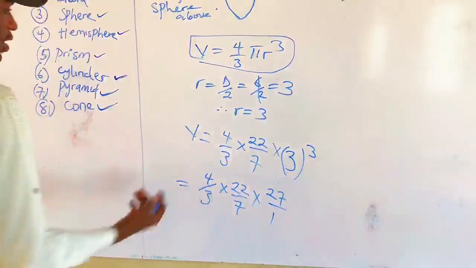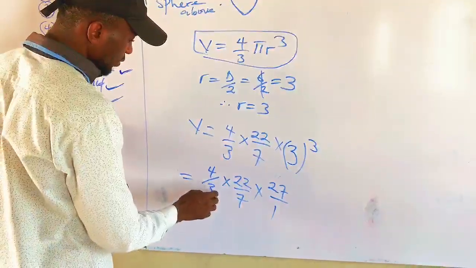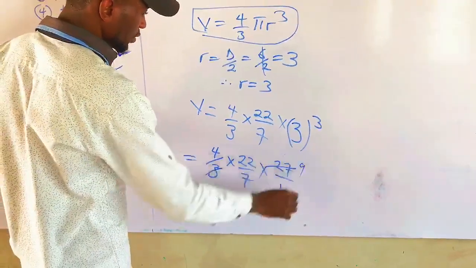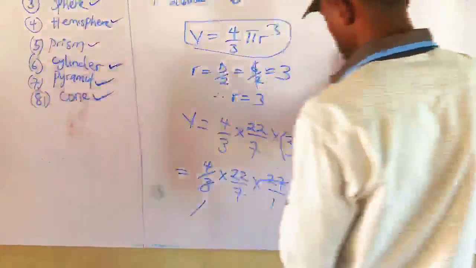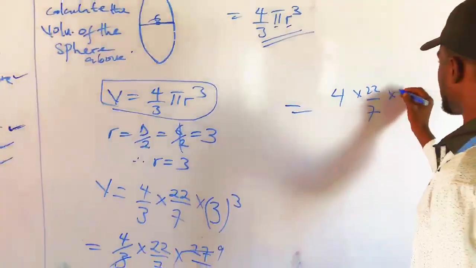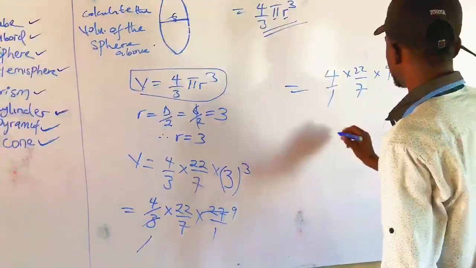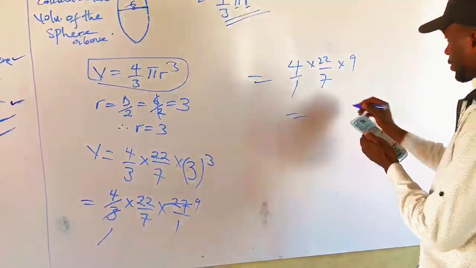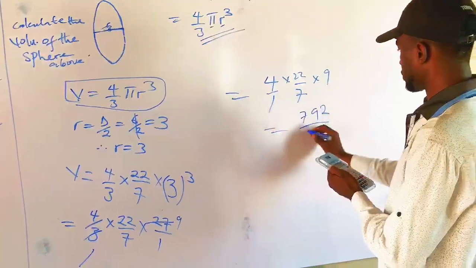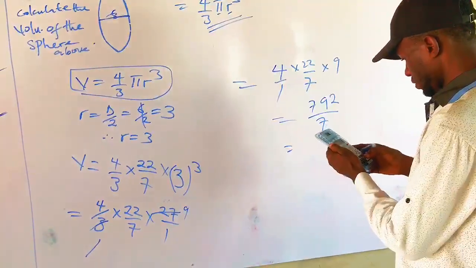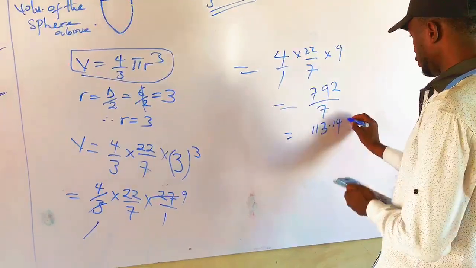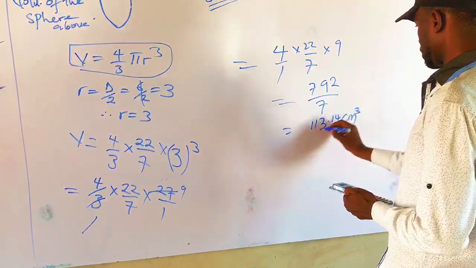Alright. Now from here, we can begin to cancel. We can say 3 into 27 is 9. So we are left with 4 times 22 over 7 times 9, over 1. By the time we multiply out, we have 792 divided by 7. 792 divided by 7 is equal to 113.12 centimeter cube.